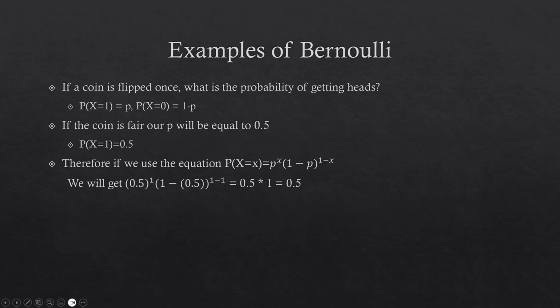So an example of the Bernoulli distribution, again, is if you flipped a coin once, what was the probability of getting heads. The first thing you want to do is set up your different equations. If x is equal to 1, we're just going to have p. But if x is equal to 0, it's going to be 1 minus p. So if the coin is fair, our p will be equal to 0.5, and for x equal to 1, if you put it into the formula you get (1/2) to the power of 1 multiplied by (1/2) to the power of 0, which just becomes 1, so it's just 1/2.